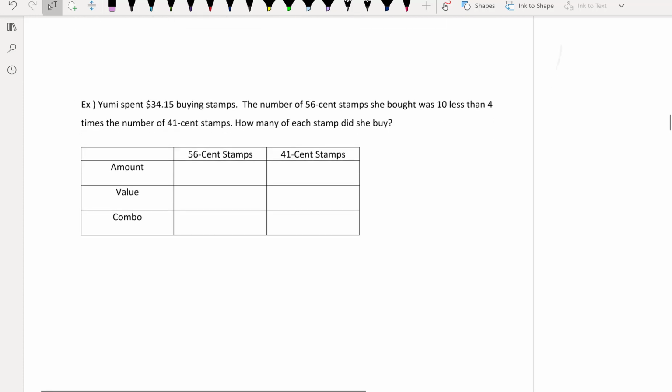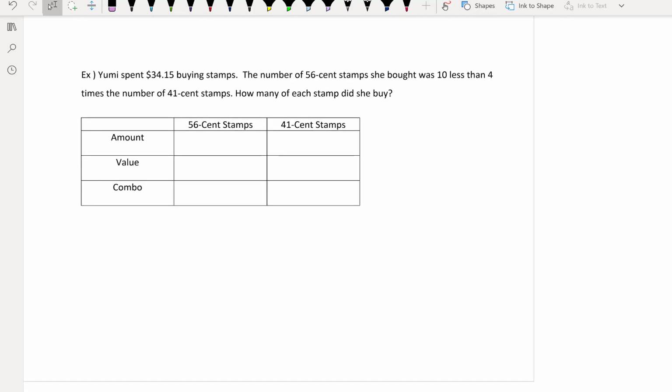So we are going to start with this example here with the stamps. It says, Yumi spent $34.15 buying stamps. The number of 56-cent stamps she bought was 10 less than 4 times the number of 41-cent stamps. How many of each stamp did she buy?